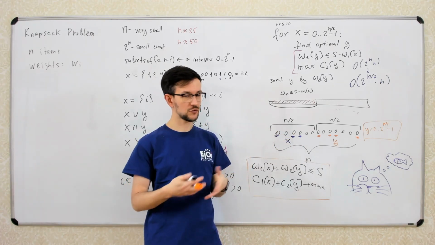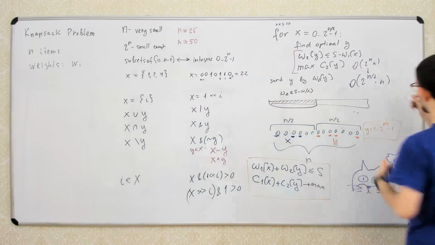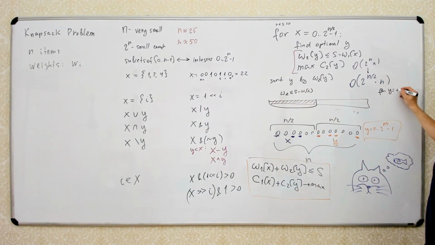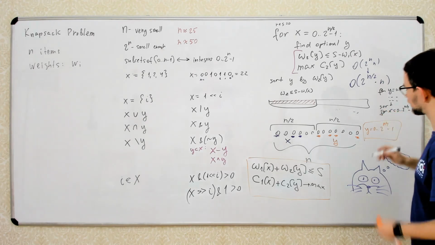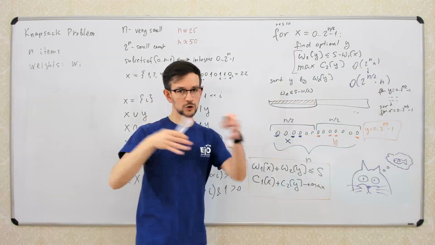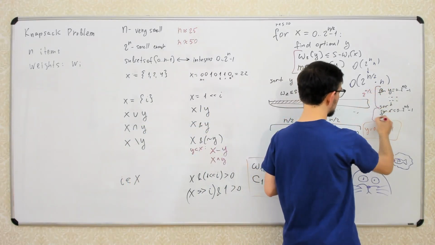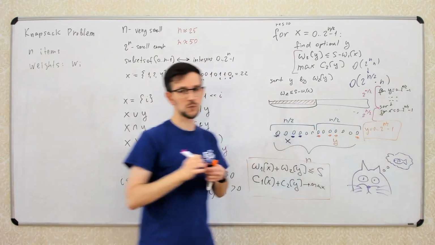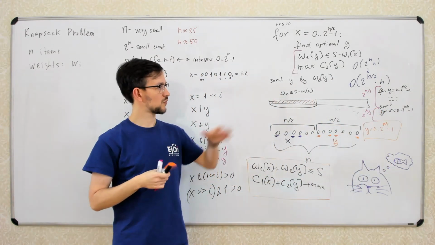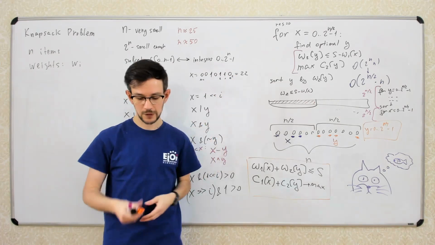Right, like two different loops. First, you iterate for all y's from 0 to 2 to the power of n over 2 minus 1. Do something. Then you sort something, and then you make the second for loop like this. Sorry, not nested. So you have 2 to the power of n over 2 here, and another 2 to the power of n over 2. So they are not multiplied. You have one section and then another section. Cool.